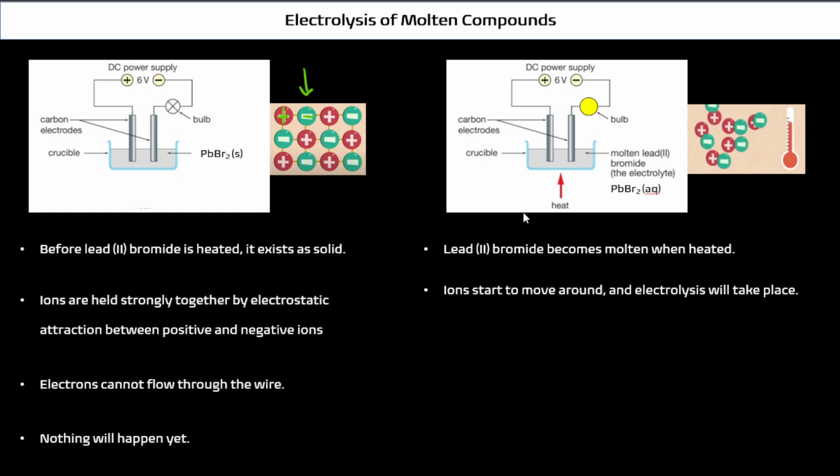But if we apply heat here, the lead-2 bromide will become molten and the ions will start to move around as they gain heat energy, and the electrolysis will take place, and we can see it from the light bulb lighting up.